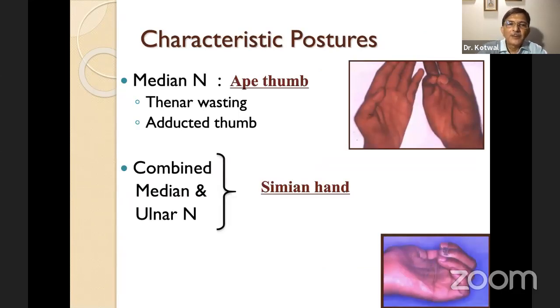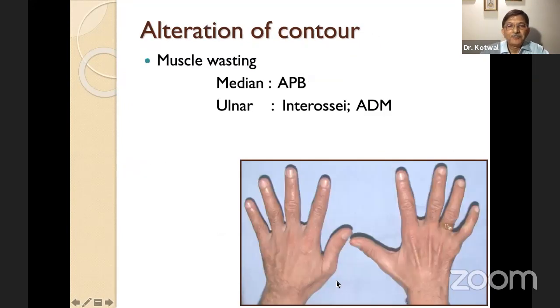Then the characteristic postures: in the median nerve, you will have wasting of the thenar muscles and an adducted thumb. So it is called an ape thumb. Whereas there is a combined median and ulnar nerve palsy. That means you are seeing here there is wasting of the thenar and the hypothenar muscles as well. And then you look at the adducted thumb. So this is actually called a simian hand.